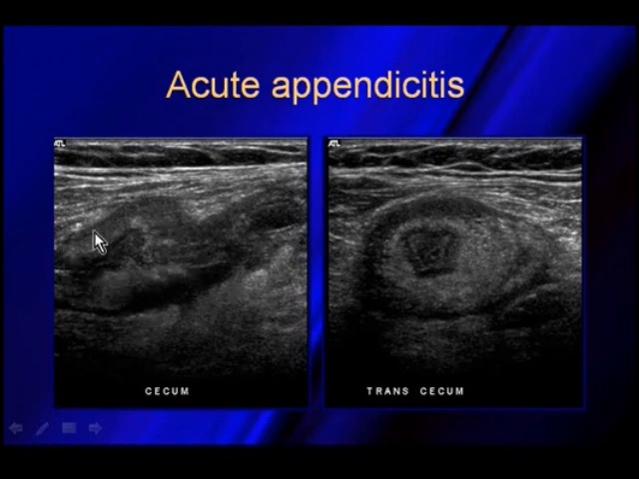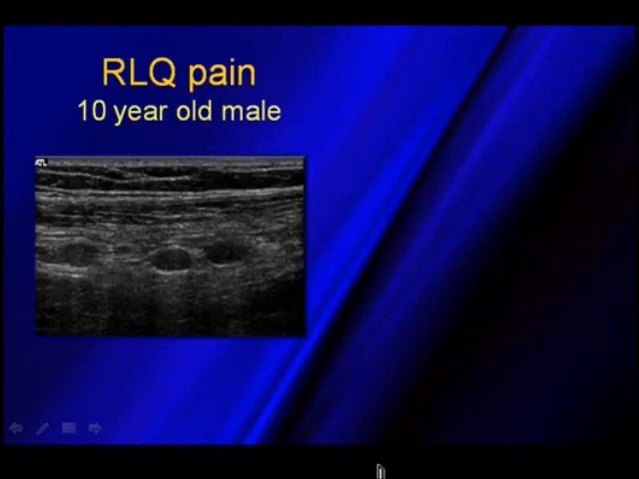You can just see distension of the lumen through here. And look at all the edema that we can see within that cecal tip. Short axis view of the cecum, you can also see all the edema that we see from the inflammation of appendicitis. This is a 10-year-old male patient that came in with right lower quadrant pain.